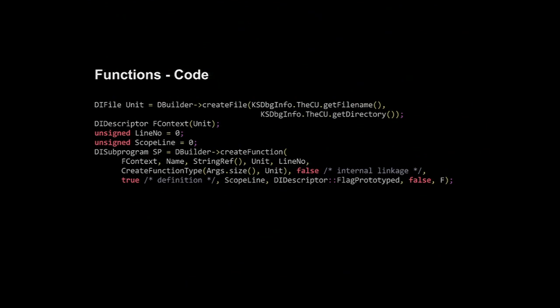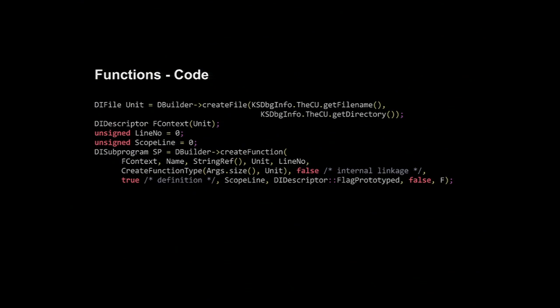That's important so that, I don't know if you've ever seen it where you put a breakpoint on a function and it breaks on the actual function as opposed to the first curly brace, or even worse. Anyways, it's prototyped because we said it was. And this last little bit here at the end, this F, is actually the LLVM IR function. That way it has a way of going back and connecting to the LLVM IR.